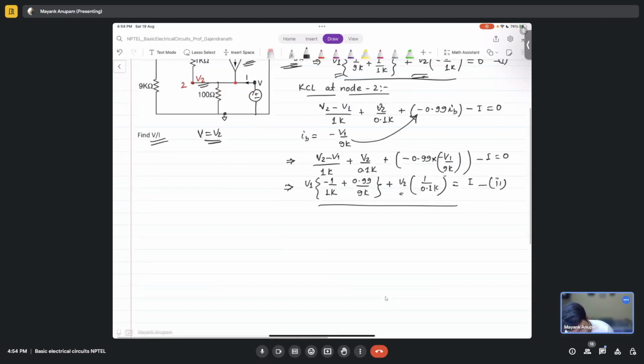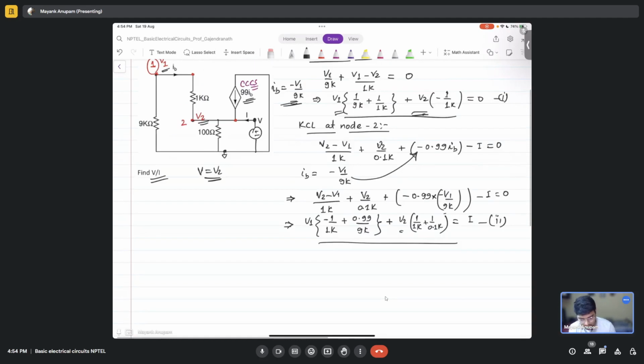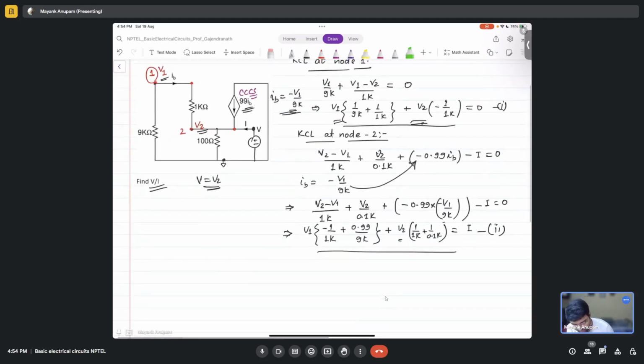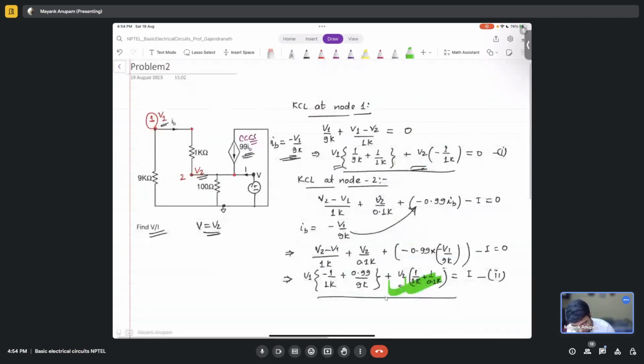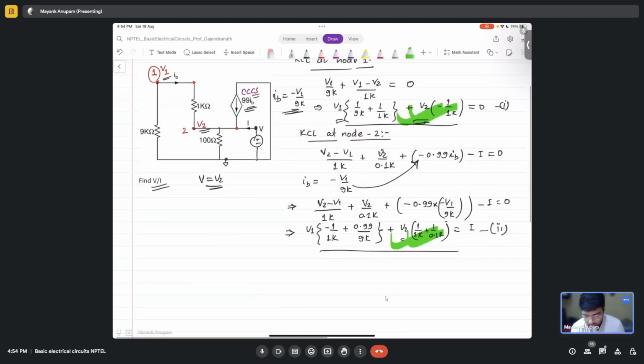Oh, yes, I did miss 1 over 1k plus 1 over 0.1k, sorry, 0.1k. Now is it all right? Yeah, this is right now. So these are the two equations that we have. We can simply find out the relationship V over I by using these two equations. Fine.